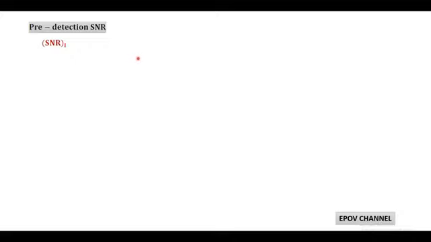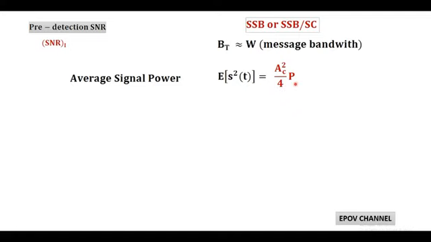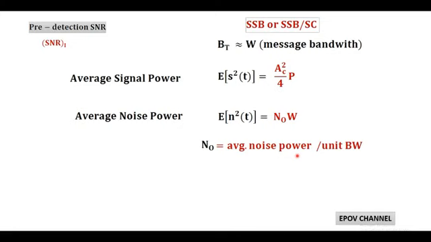In SSB suppressed carrier, the transmission bandwidth is equal to W, which is the same as message bandwidth. And the average signal power for SSB is given by expectation of s²(t), and it is equal to Ac² upon 4 into P. Also the average noise power is given by expectation of n²(t) equals N0 into W, where N0 is called average noise power per unit bandwidth, and here the bandwidth is W.